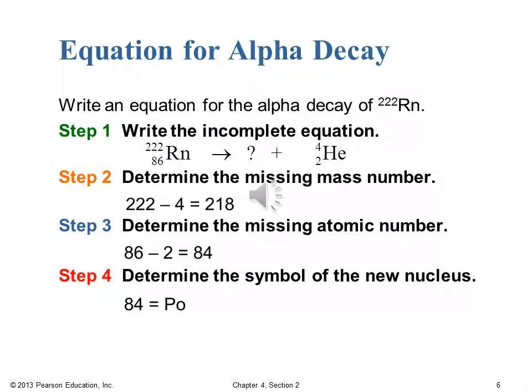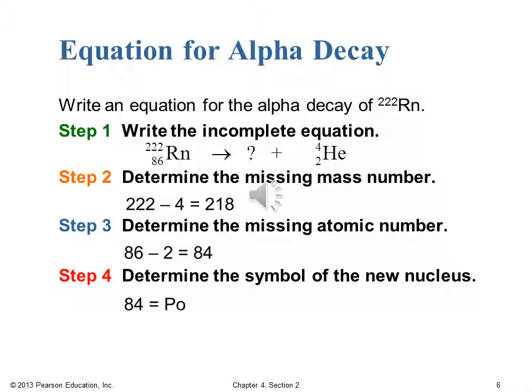For step 3, we know that the total atomic number on the left-hand side is 86, and on the right-hand side we have an atomic number of 2 from the alpha particle, so we need to know what 86 minus 2 is, and we find that to be 84. So now we're ready for step 4. If we're looking for element 84, we scan the periodic table and we see that that is polonium.